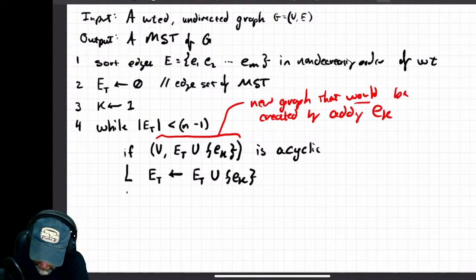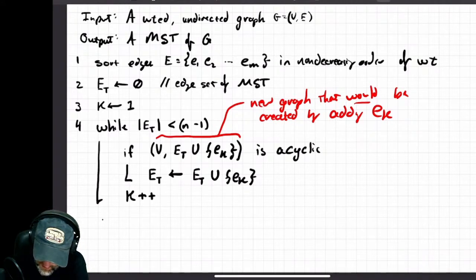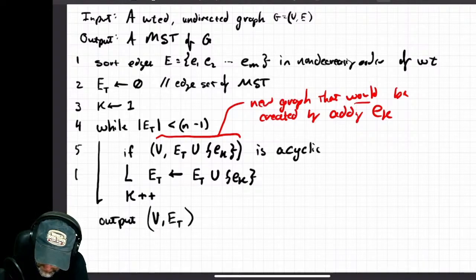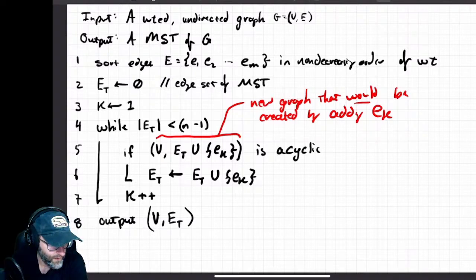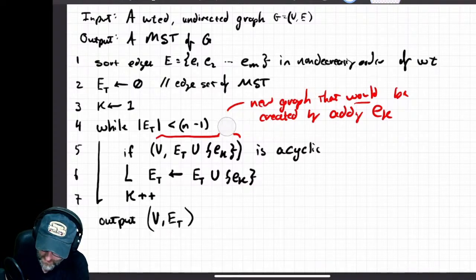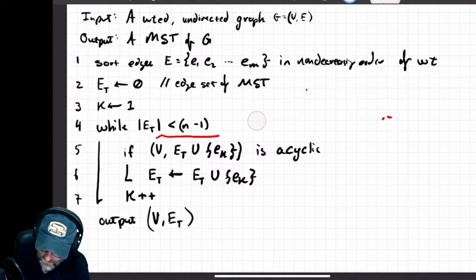Okay. And then I'm going to increment k here. Basically, that's just keeping track of the edges. Next edge, next edge, next edge, dot, dot, dot. At the end of this while loop, we simply output V and e sub t. Okay? And that's it. Let's go ahead and analyze this a little bit. Analysis.